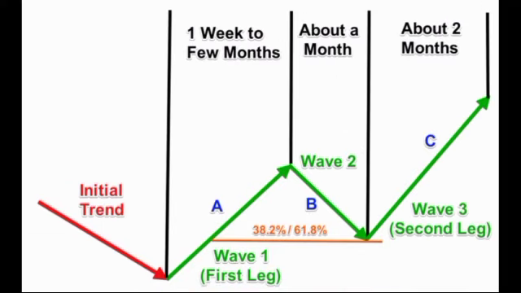Wave 3, Impulse Leg. The third wave within the measured move pattern is an impulse leg. This is the leg we have been preparing to trade. This second impulse leg, third wave, appears after the end of the second wave retracement is complete. As such, it is a continuation of the first leg. This is the reason we consider the measured move pattern to be a continuation figure even though it begins as a reversal formation.